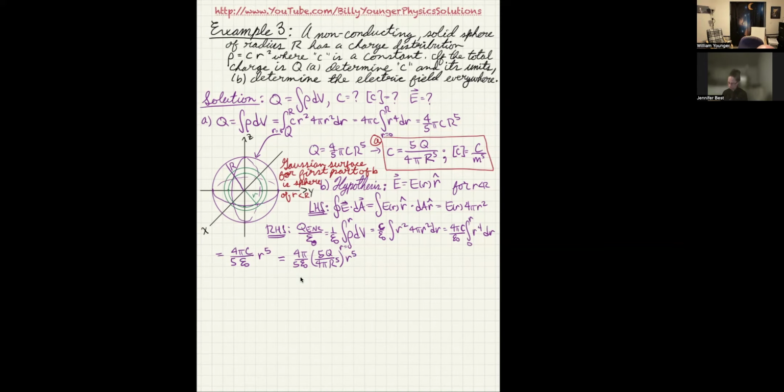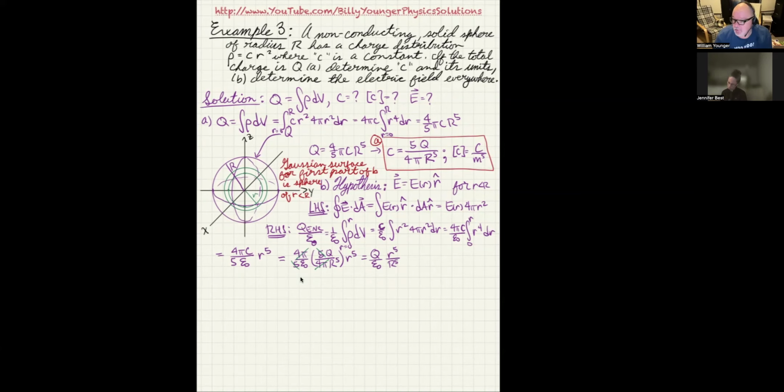So we can now see that, I'll use green for the crossouts, the 4 pi cancels out with the 4 pi. The 5 cancels out with the 5. And lo and behold, we get just Q over epsilon naught times r to the fifth over R to the fifth. So that is the right-hand side.